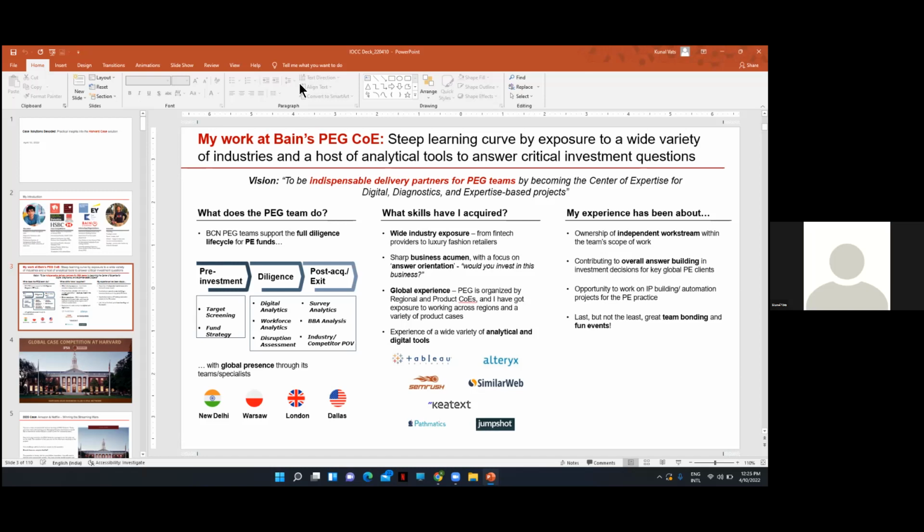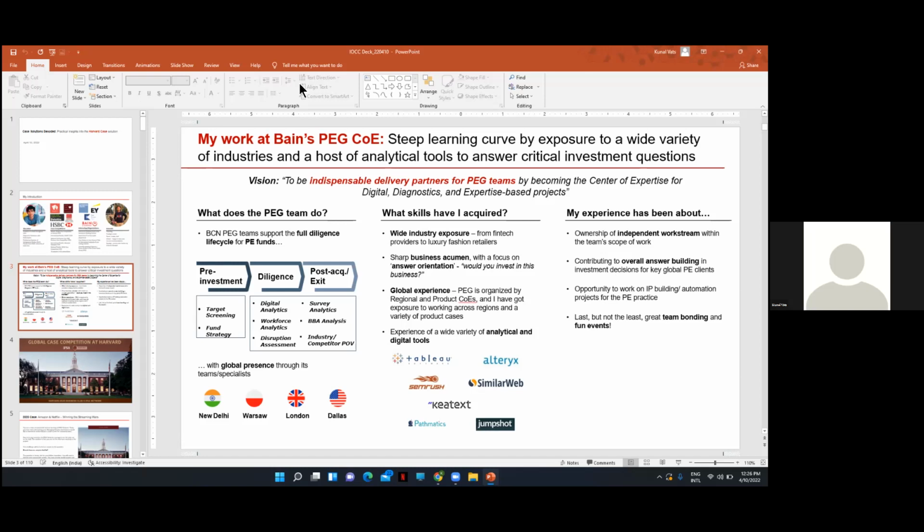Now, the work itself is very fast paced, and experience and projects change very fast because the PE scene is very quick, and you have multiple cases happening at the same time. So you switch from cases to cases. Sometimes it gets a little hectic, but the good part is that you get to work on a bunch of things at the same time, because the more cases you work on, the more industries you target, the more tools you use, and that just increases your analytical prowess.